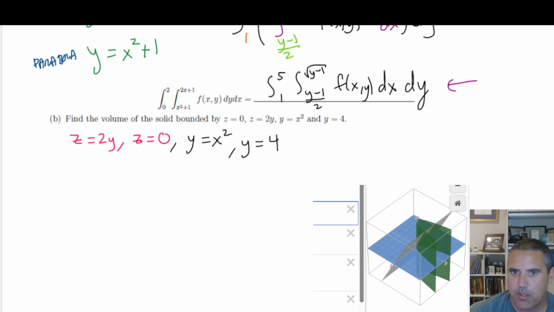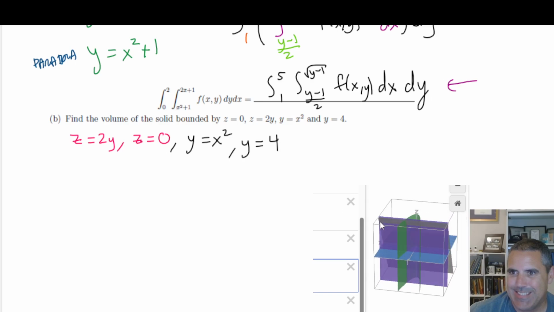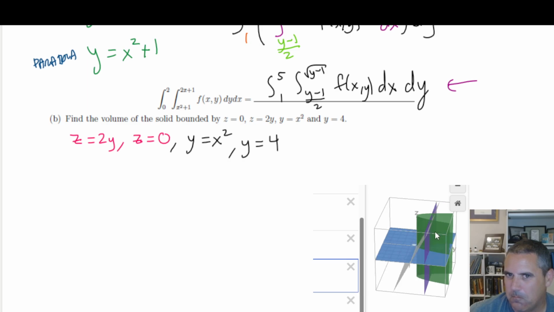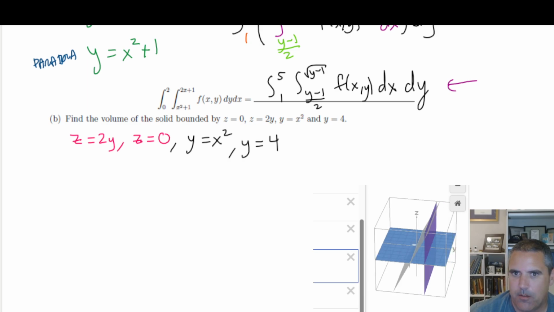Now, this doesn't completely bound, but as soon as I put in the y equals 4, it does. So it's the thing that's inside all of those. Ooh, it's hard to see that. I'd have to strip away some stuff to see it more clearly, and I'll do that now.